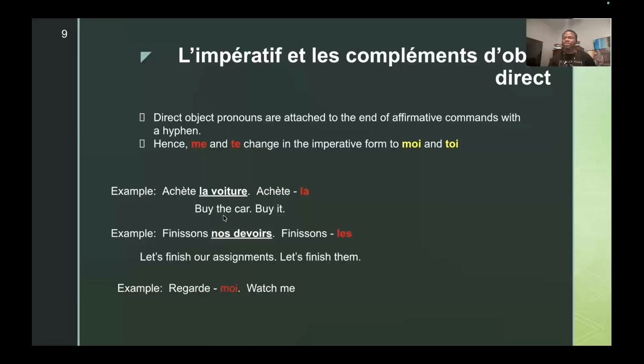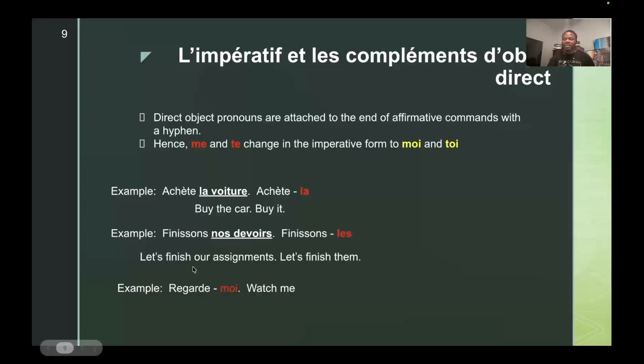Achète la voiture, buy the car. Achète-la, buy it. So you can see here la voiture is not placed before the verb, but it's placed after the verb. In between, there must be a hyphen. This hyphen is very, very important. Achète-la, buy it.